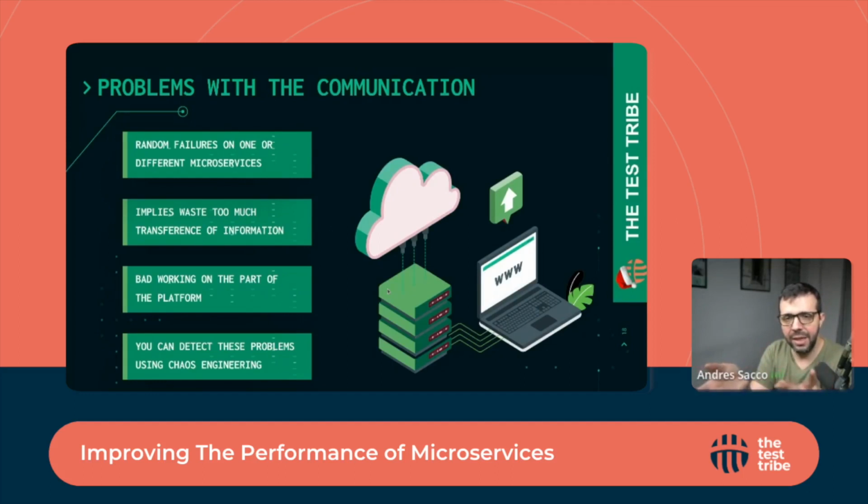Chaos engineering is like introducing failures in some part of the platform. It's like, okay, what happens if my database fails? How does the platform continue working? Or what happens if I stop that microservice? Or what happens if I stop the other one? So you need to create different scenarios and detect the possible problems.